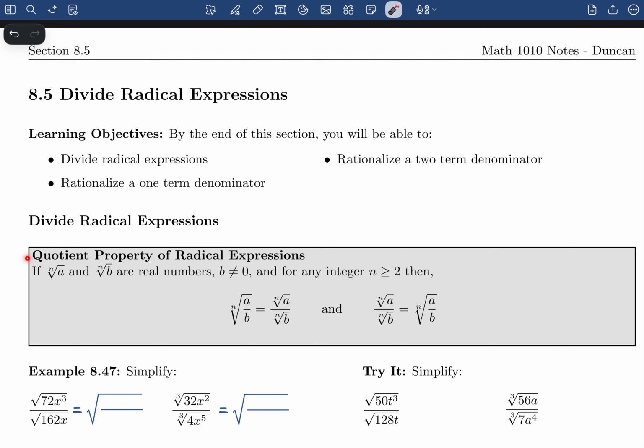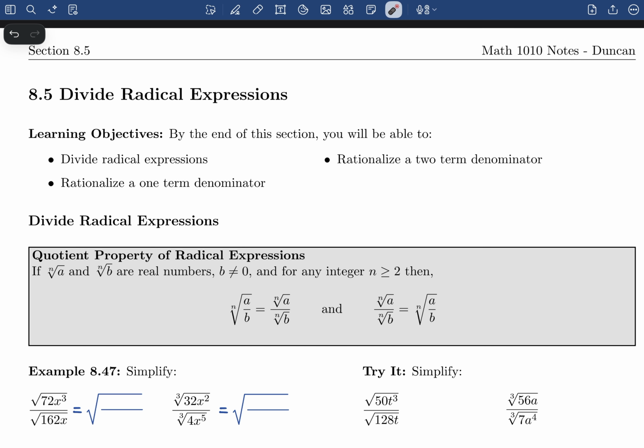The first time we encountered the quotient property was in 8.2, and it says that if the nth root of a and the nth root of b are real numbers, and b does not equal 0 because it's going to be in a denominator, right? So we can't let b equal 0. For any integer n greater than or equal to 2, the nth root of a over b equals the nth root of a divided by the nth root of b. That is the quotient property.